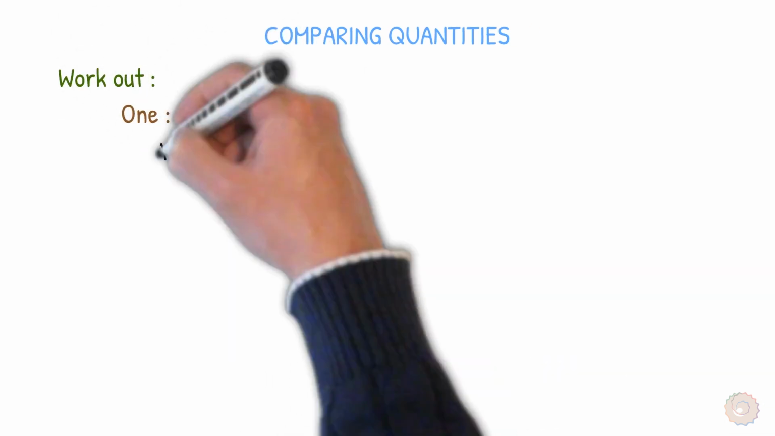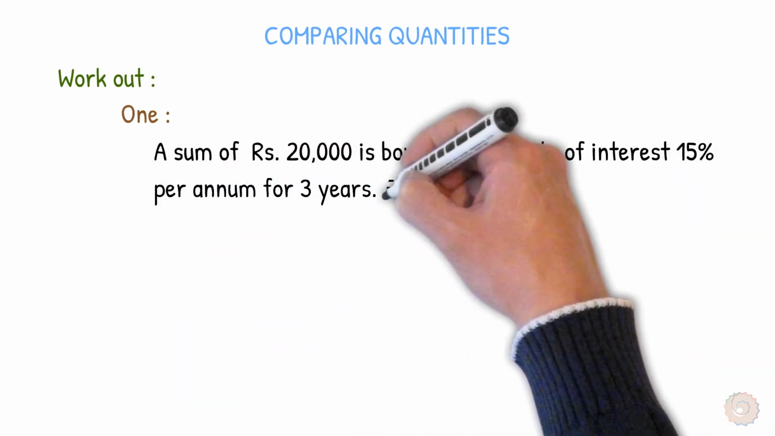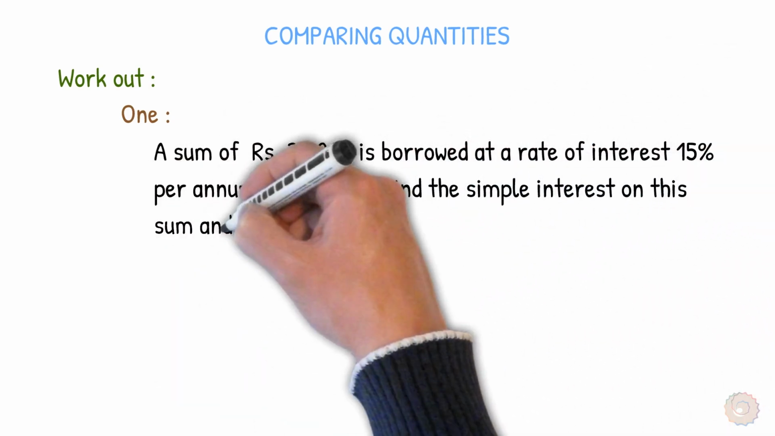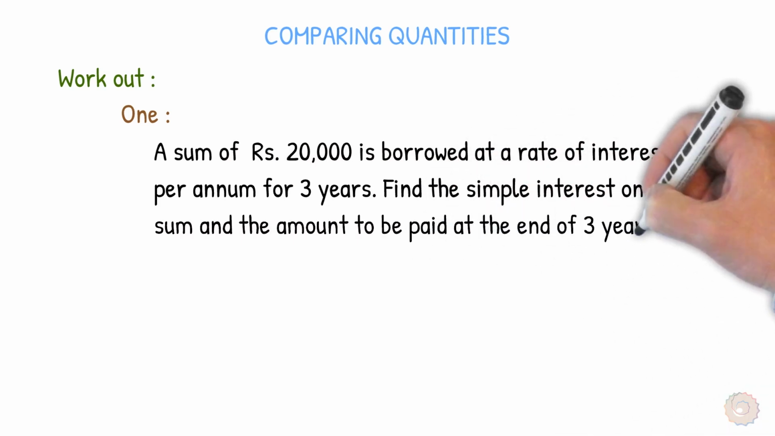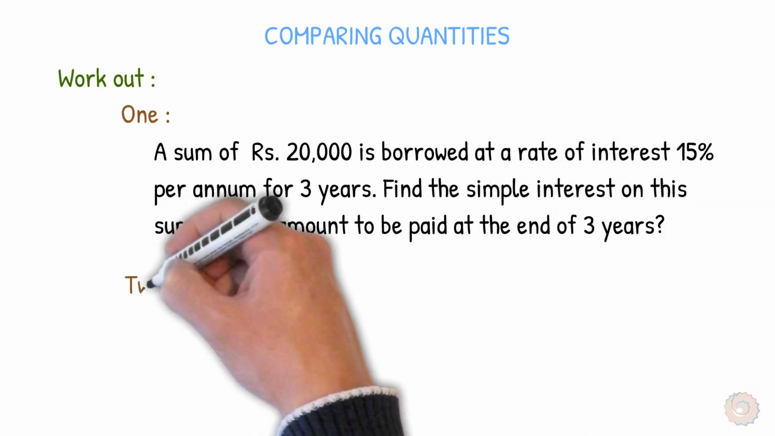Work out these. 1. A sum of 20,000 is borrowed at a rate of interest 15% per annum for 3 years. Find the simple interest on this sum and the amount to be paid at the end of 3 years.